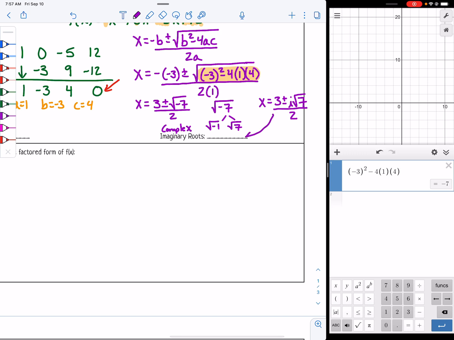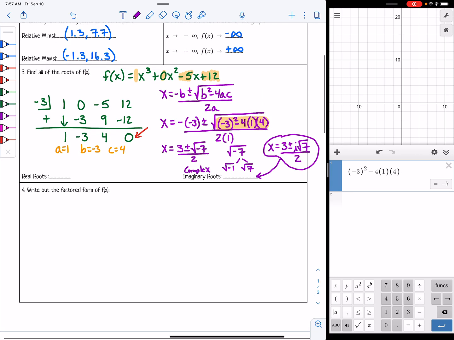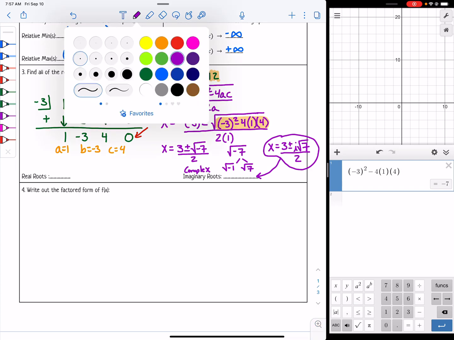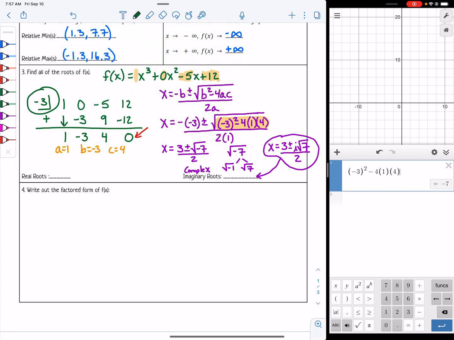So they would go in this blank right here, or you can just draw an arrow to that blank. And then our real root, what we started with, was the negative 3. So you would just put that in that blank or indicate that that is your real root. And so we have found all 3 roots that we needed. Remember, we had 3 that we were looking for because our highest exponent was 3, or in other words, this is a cubic function.